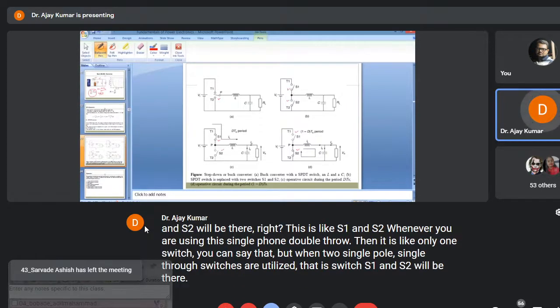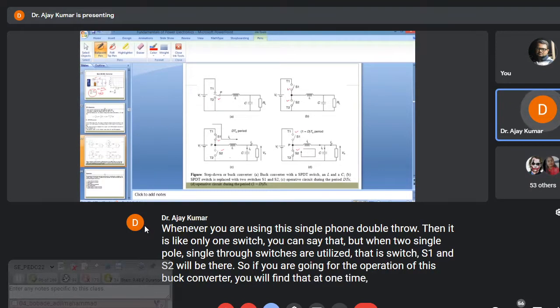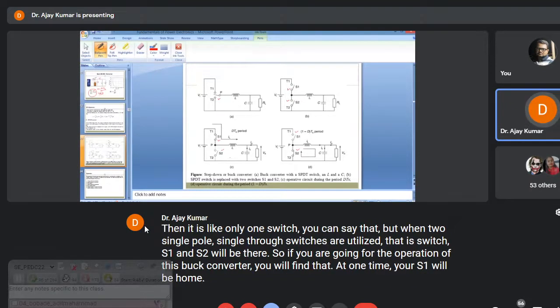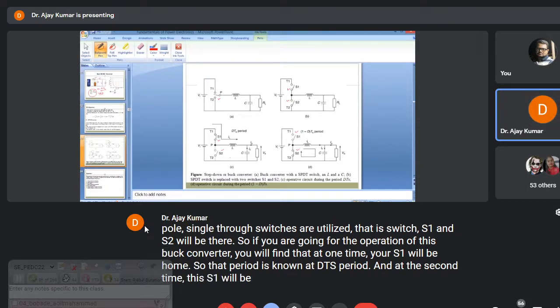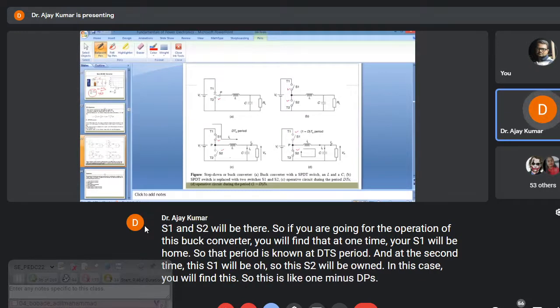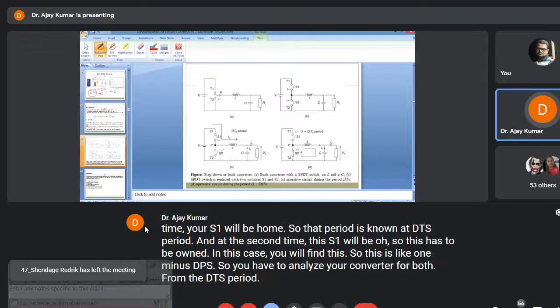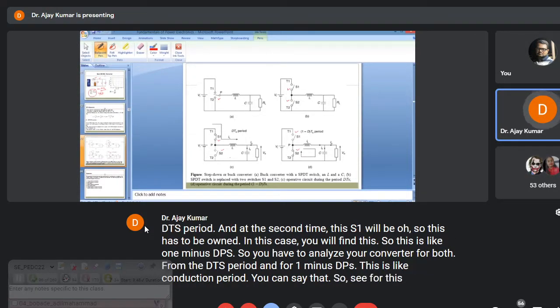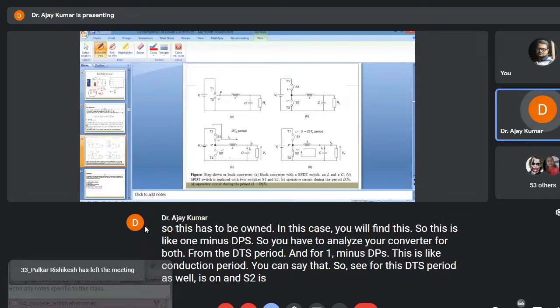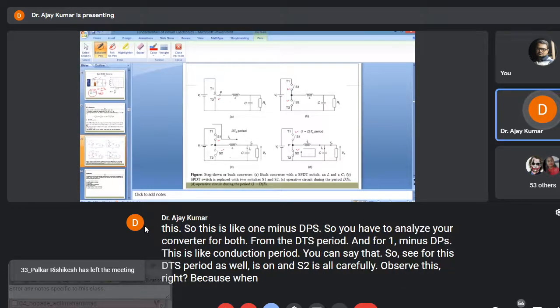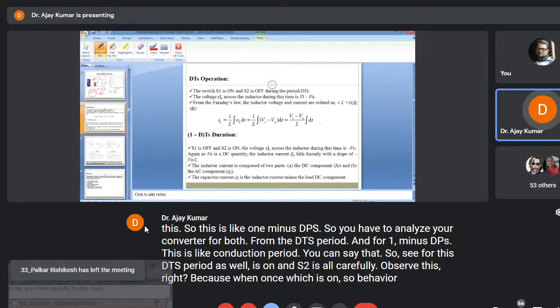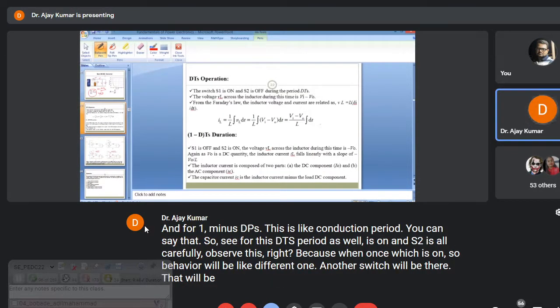If you go through the operation of this buck converter, you will find that at one time S1 will be on, and that period is known as the DTS period. At the second time, S1 will be off, so S2 will be on. That is the 1 minus DTS period. So you have to analyze your converter for both periods, the DTS period and the 1 minus DTS period. This is the conduction period. For the DTS period, S1 is on and S2 is off. Carefully observe this, because when one switch is on the behavior is different, and when the other switch is on the behavior will be different.